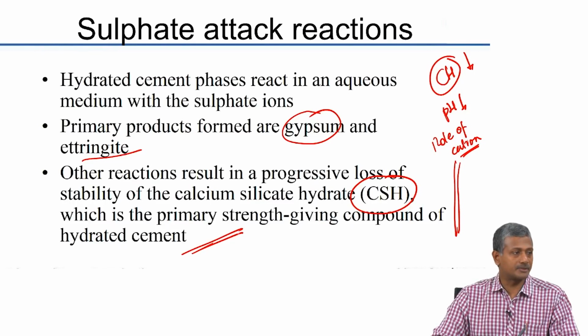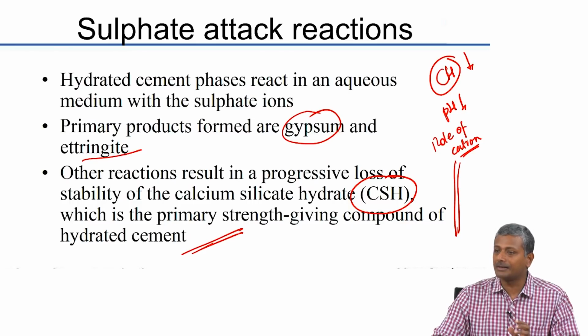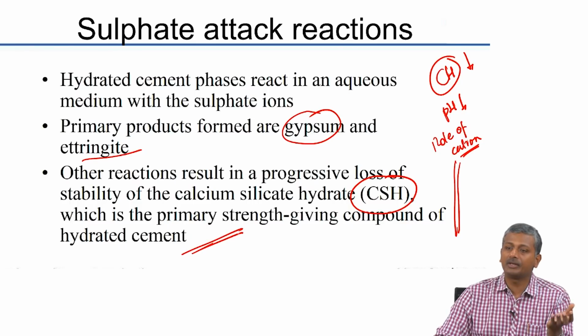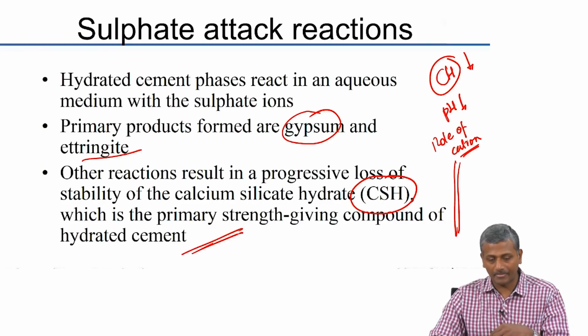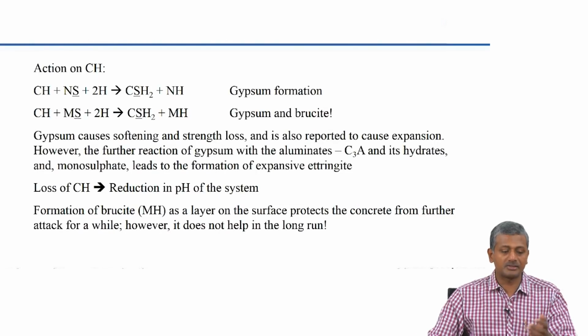That is when your concrete will get broken down tremendously. It is not because of gypsum and ettringite that concrete fails in a major way. Primarily, it is because your CSH is losing its stability in an acidic, or not acidic, less alkaline system. So, let us look at the reactions in more detail.